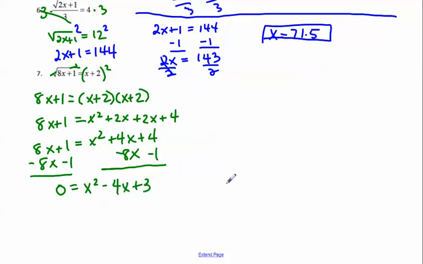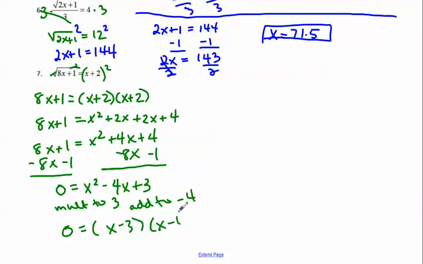So to solve a quadratic equation, I could factor it, or I could use the quadratic formula. This one seems to be an easy one to factor. I need two numbers that multiply to 3 and add to -4. So I think that's -3 and -1. So I can write 0 equals x minus 3 times x minus 1. And then if you set your factors equal to 0, you get x equals 3 and x equals 1.